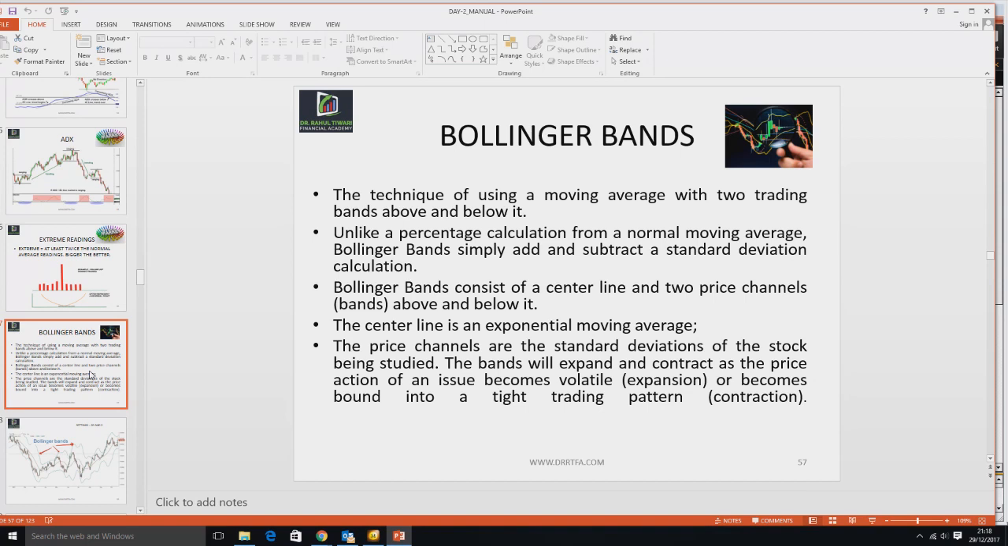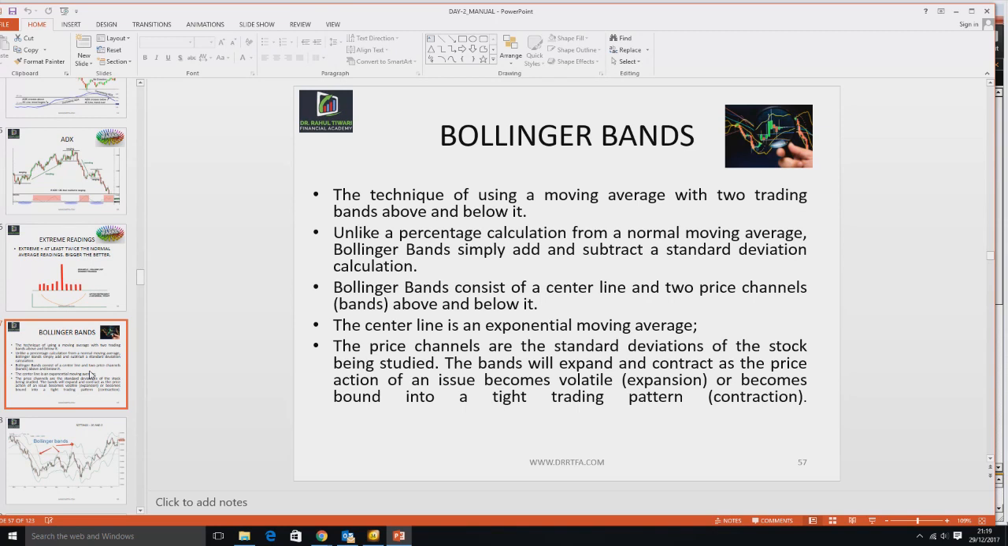So we have a moving average, and above and below we have two bands. You can set your settings; I use the two standard deviation. So one moving average and two bands, one on top and the other below, with two standard deviation settings that a person needs to use. So Bollinger Bands consist of, first of all, a center line and two price channels, based on those standard deviations. These are basically the two price channels above and below it. And the center line is an exponential moving average.